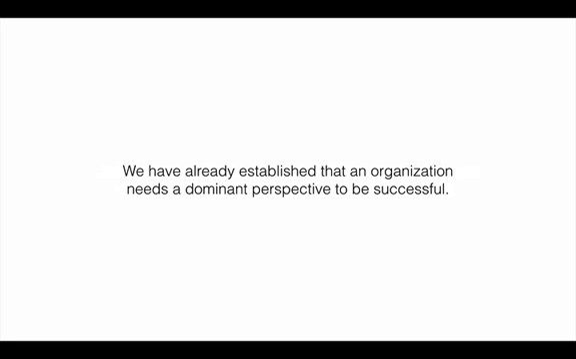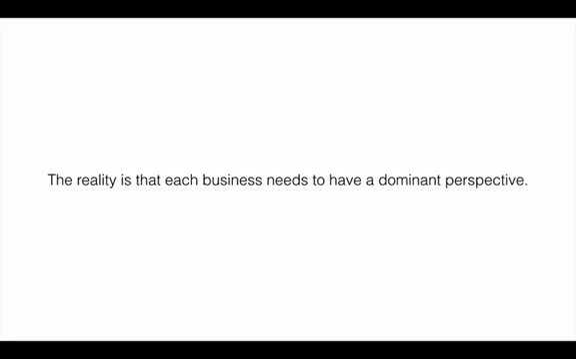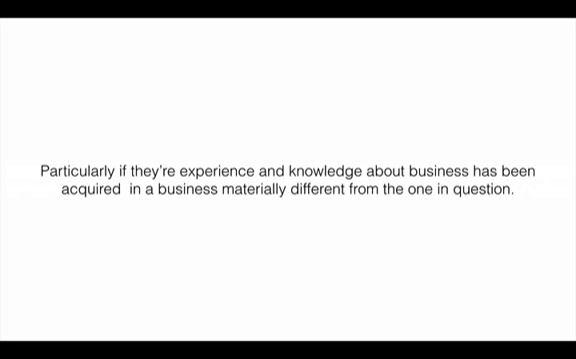We've already established that an organisation needs a dominant perspective to be successful. But what happens when an organisation contains many businesses, as is the case of top 100 companies? The reality is that each business needs to have a dominant perspective. However, those at the top of the organisation often seek to impose their perspectives on how the business should be managed and often end up destroying a lot of value, particularly if their experience and knowledge about business has been acquired in a business materially different from the one in question. This is something that executive management of multi-business organisations need to guard against.